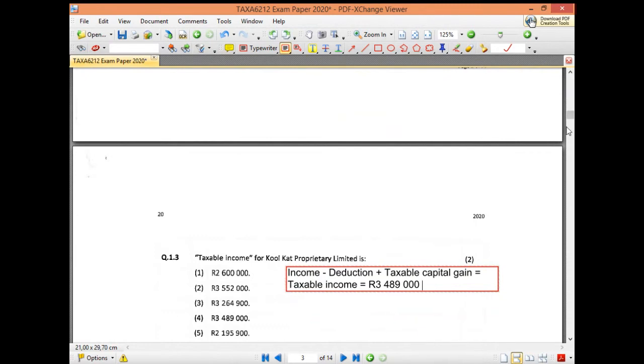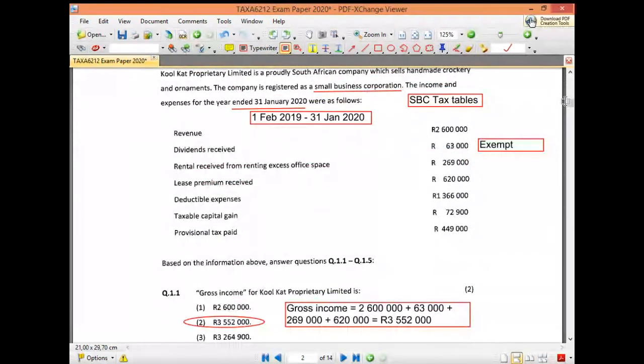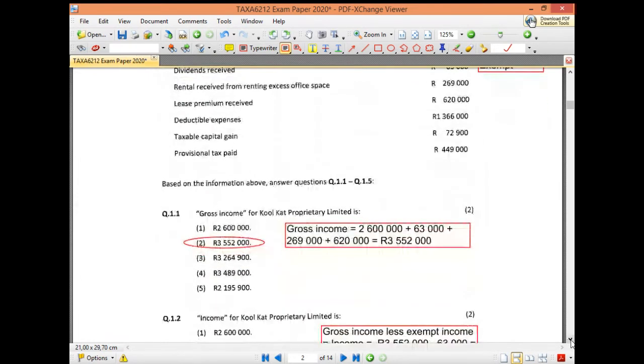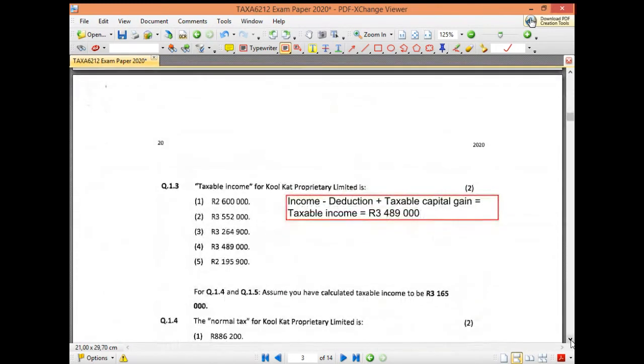Now let's see what deductions they have given in the information. The first deduction is deductible expenses of 1,366,000, and then we've got a taxable capital gain of 72,900. You'll see there's a provisional tax payment. That amount is not included when we work out the taxable income. That amount is only applicable when we do the tax liability. They put it in there to see if you know where it's supposed to go. So let's do the calculation and see what the potential answer could be.